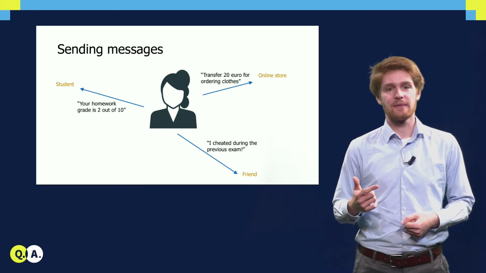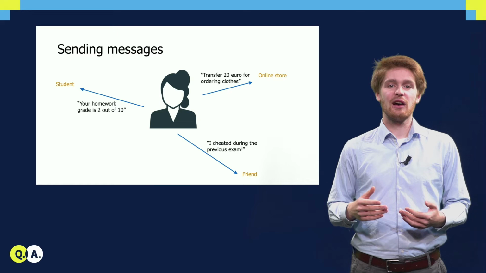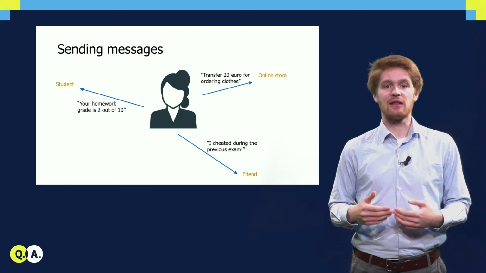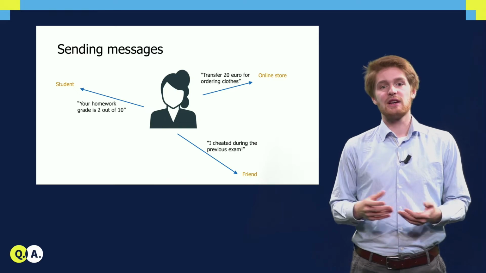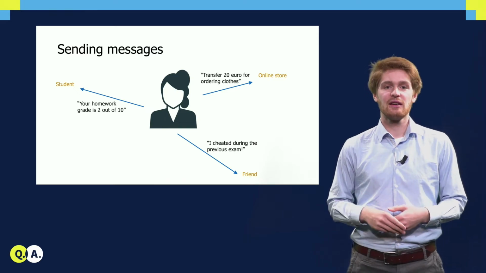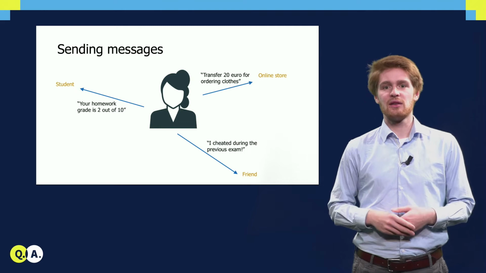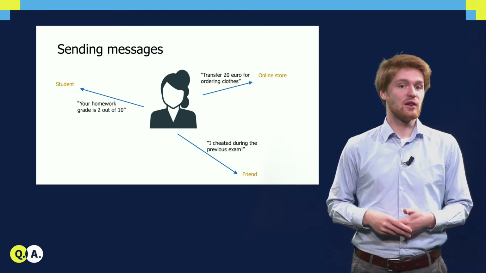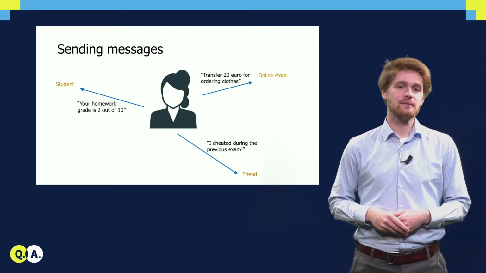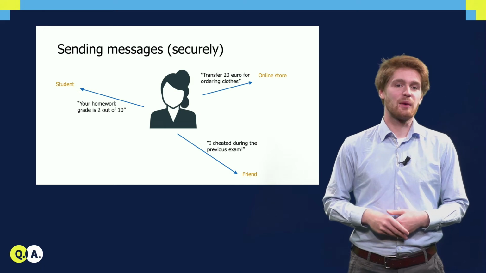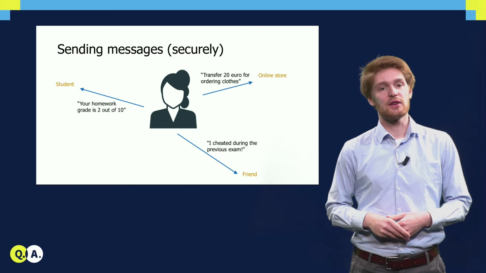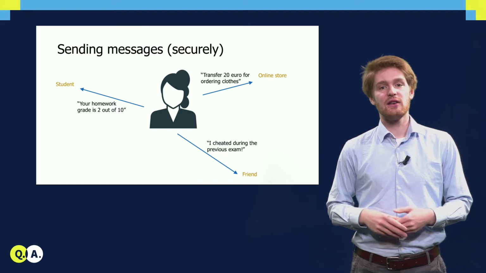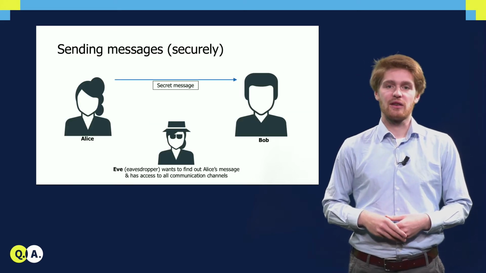There are many more examples in real life where you want the message to remain either private or intact, or both. For example, when your teacher emails you your grade, which you are actually embarrassed about, or when your friend tells you a secret that no one else is supposed to know. The bottom line here is that when sending a message, in most cases in real life, we want to do so securely. In this video, we will consider the following scenario.